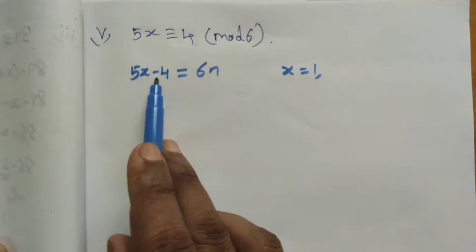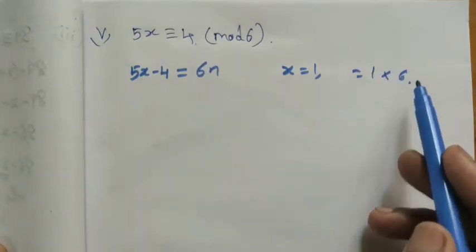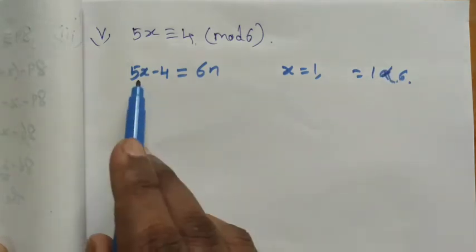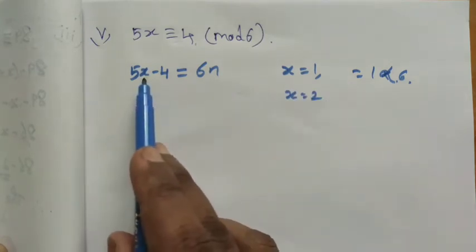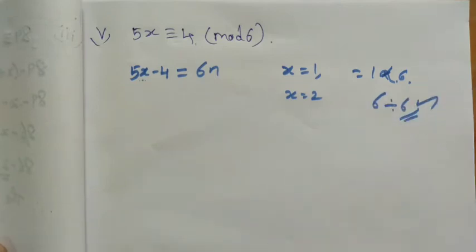5 ones are 5, minus 4 is equal to 1. So 1 is not divisible by 6. Now let's give x equal to 2. With x equal to 2, what do you get? 2 fives are 10, 10 minus 4 is equal to 6. So 6 is exactly divisible by 6.